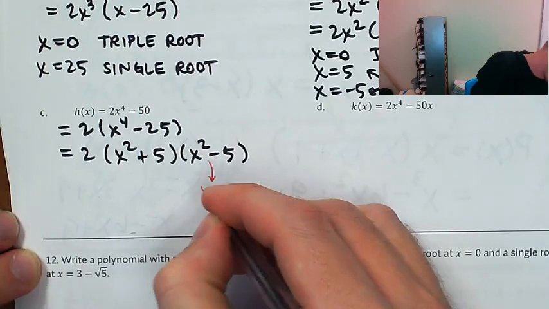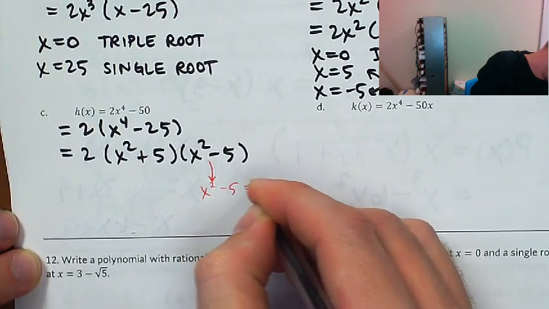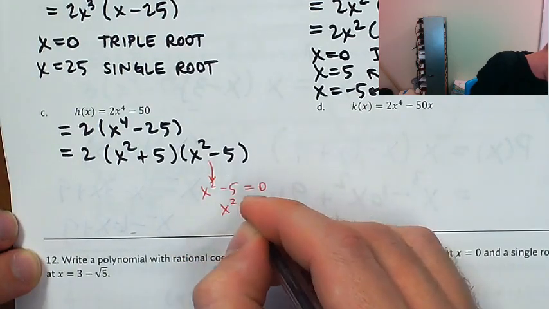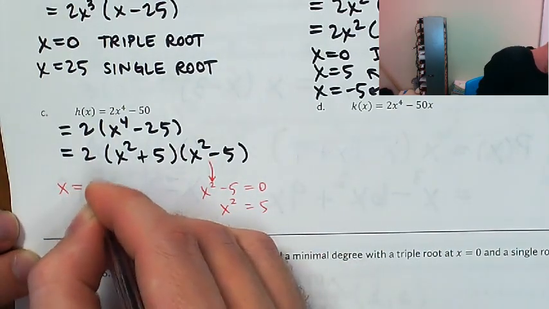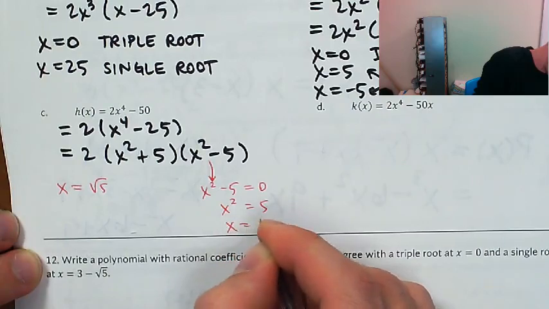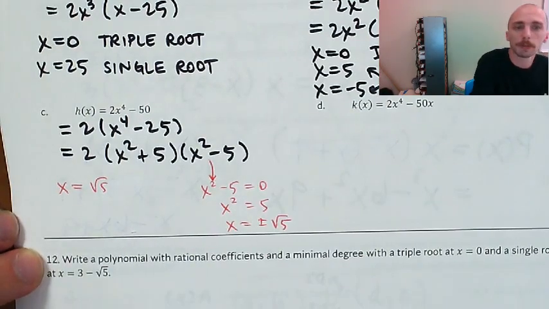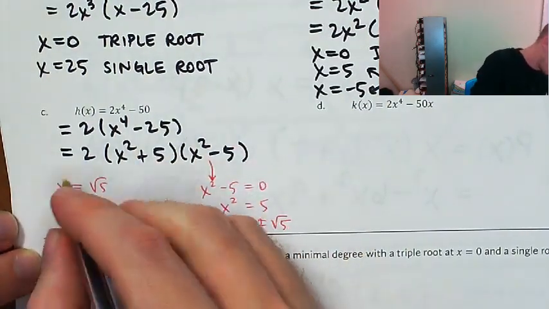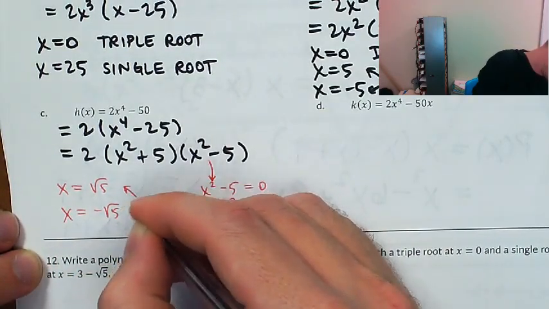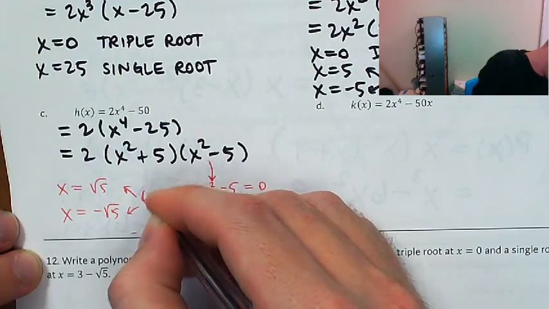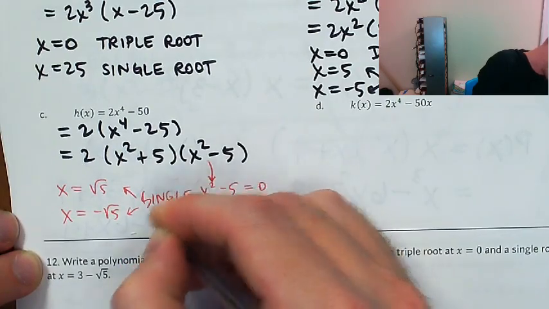So I'm going to say x squared minus 5 equals 0. X squared equals 5. X is going to be the square root of 5. I guess I just finished my thought over here. X is plus or minus the square root of 5. So x equals square root of 5. X equals negative square root of 5. Both of these are double roots. Oh, no, pardon me, single roots.